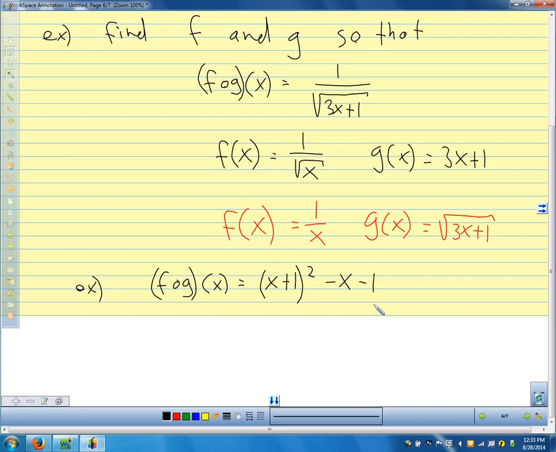What looks like it should be the inside function here? x plus 1. So let's see if we can get g of x to equal x plus 1, because we know we're plugging an x plus 1 in there. Can we rearrange this so that this part would be an x plus 1? Could I write this as x plus 1 squared minus x plus 1? Yeah, that's kind of nice. So g of x is x plus 1, so what does that make f of x? x squared minus x. Very nice.